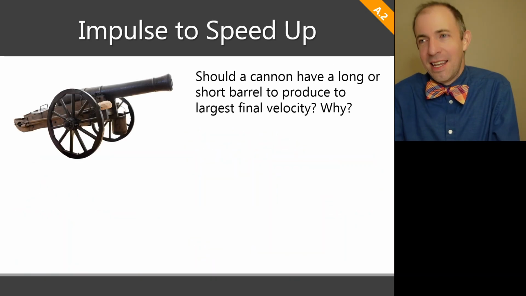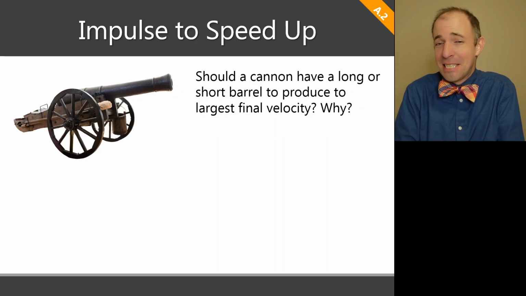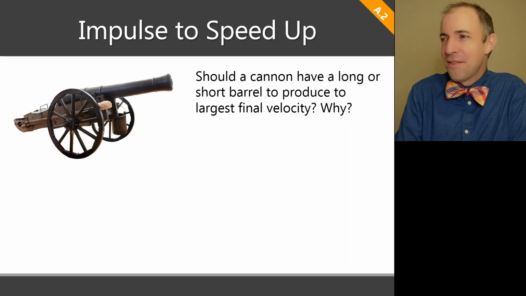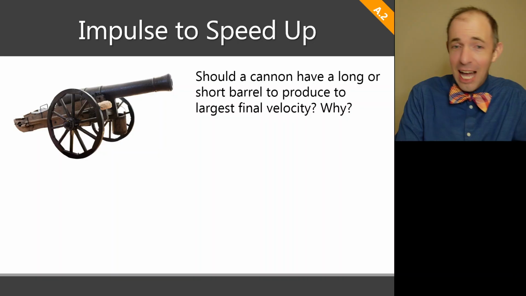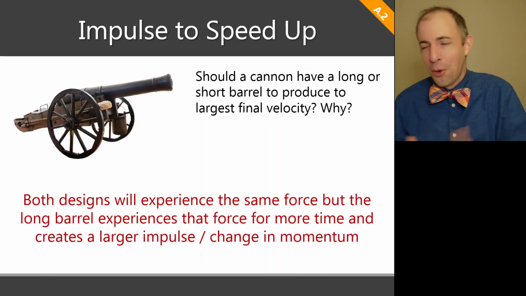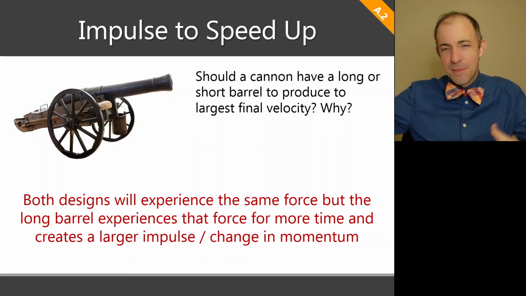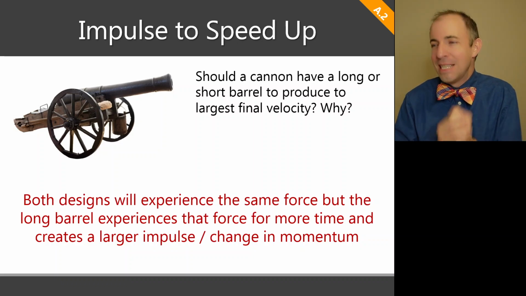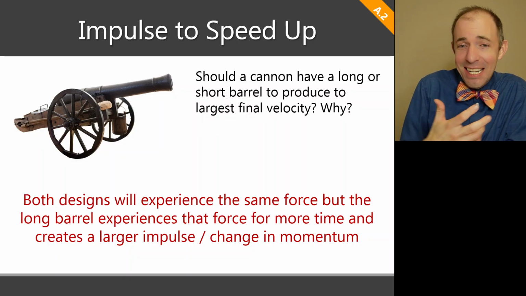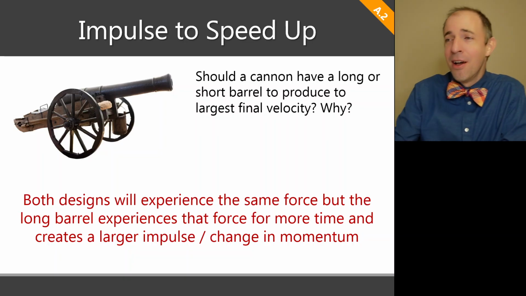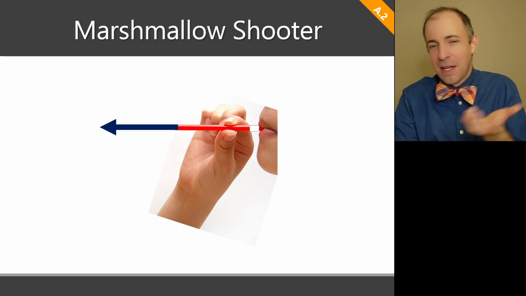We can see impulse in another light if we think of impulse as something changing and causing something to speed up. And this might look a little bit different. So, should a cannon have a long or short barrel to produce the largest final velocity? Turns out there's a certain threshold, but both designs will experience the same force, but a longer barrel is going to experience that force for more time. So, if you imagine the cannonball only being pushed when it's in the barrel, as long as the explosion can push for the entire amount of time, a longer barrel will give it more time that the force is being applied. We can think of this in terms of like a marshmallow shooter as well.